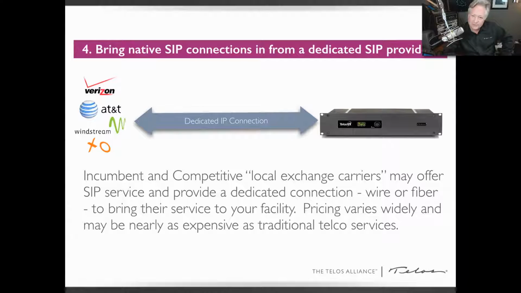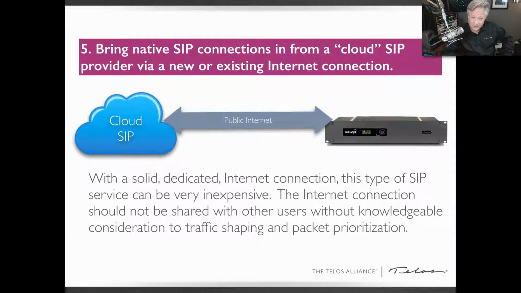Again, bring native SIP connections in from a dedicated SIP provider. Incumbent and competitive local exchange carriers can offer SIP service and provide a dedicated connection, wire or fiber. Pricing does vary widely, and I've got to tell you, not everybody at Verizon and AT&T knows that they sell SIP. So it may take some trouble to get to the right person there. But the competitive carriers like Windstream, XO, and others, they're pretty well aware of this. This is their business, and they really want to supply you with SIP. So there's some competition available here. Unlike traditional phone services, you do have competition going on.